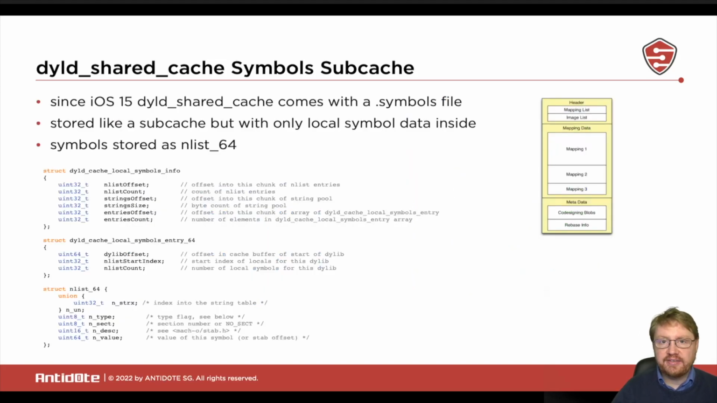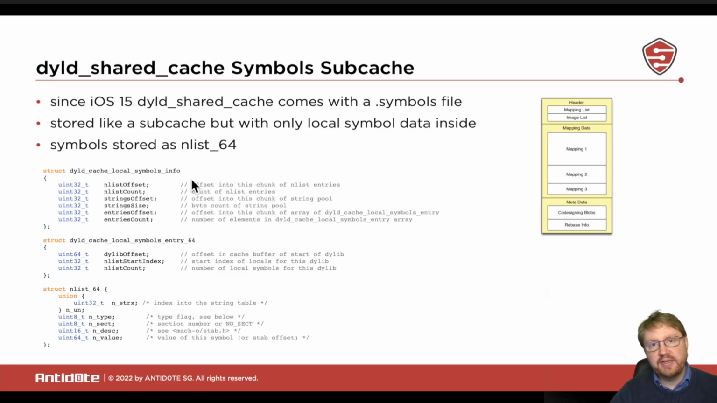So yeah, let's go back to the new feature in iOS 15, which I mentioned earlier. Since iOS 15, there's an additional symbols file in addition to all the subcaches that might exist for your architecture. This symbols file is very handy because it gives us direct access to all the symbols of all the libraries that get loaded into the system.